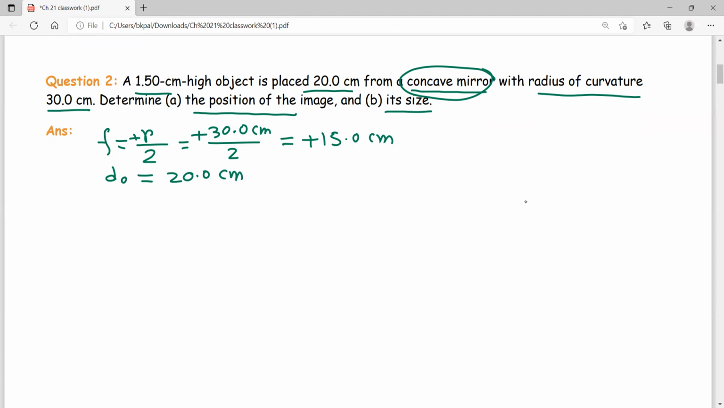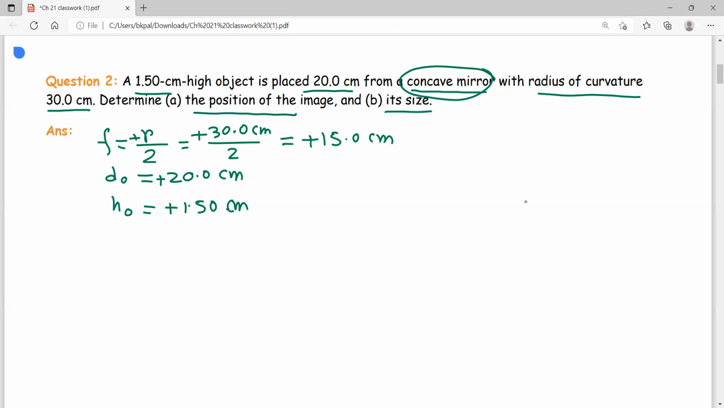The object height is also positive, in centimeter. Here you don't need to convert centimeter to meter, but even if you do, you should get the correct answer. Because all the numbers are given in centimeter, I'm not converting anything to meter, so the result will be in centimeter.